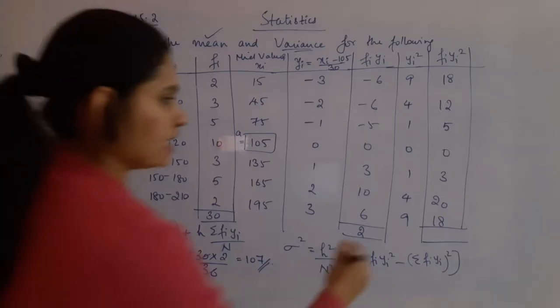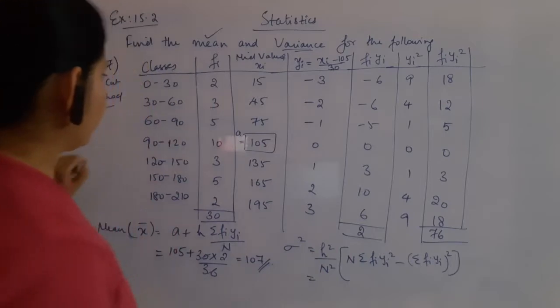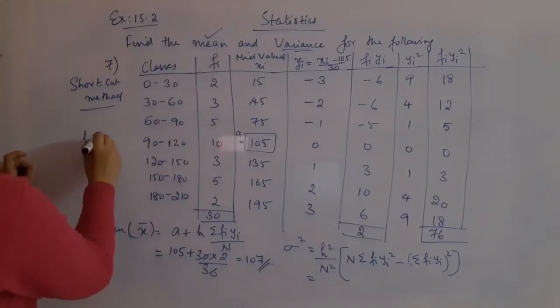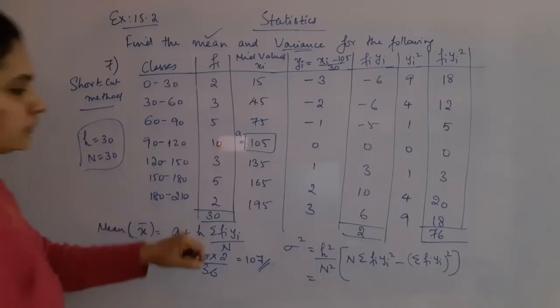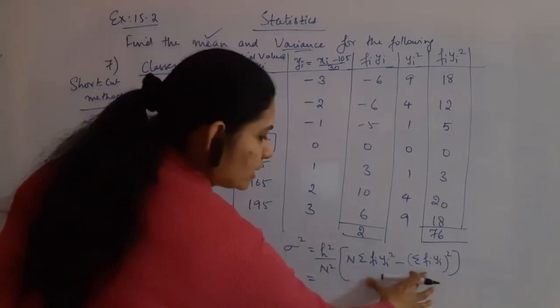Is it 76? Yes, perfect. 76. Now replace here h square. H is again 30, n is also 30. H square and n square will get cancelled because they have the same value. It will be 30 square by 30 square, so 900 by 900 gets cancelled. You will get only this value.